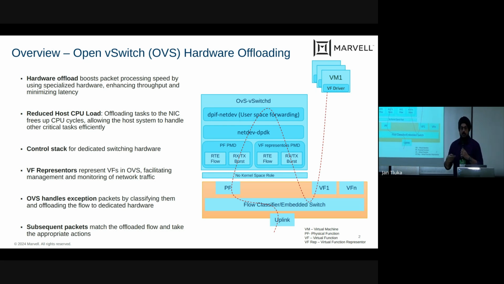As I said, the exception path will be forwarded, and once the OVS has classified the packet, all the subsequent packets can take the fast path, going directly from the hardware switch to the VM. So there won't be any involvement, and OVS gets bypassed.